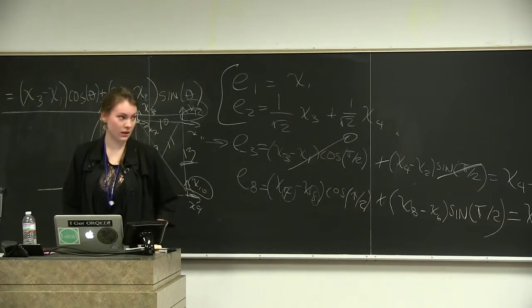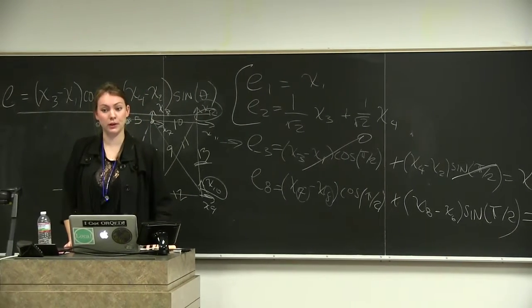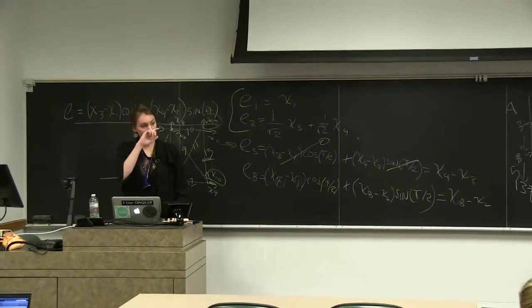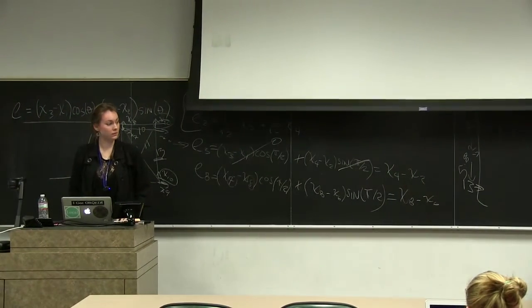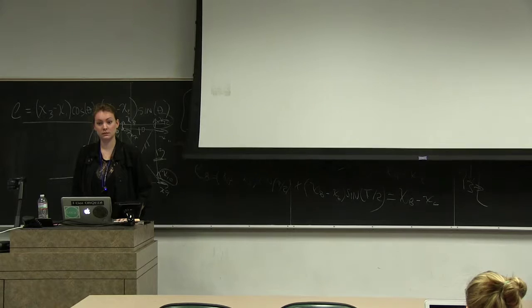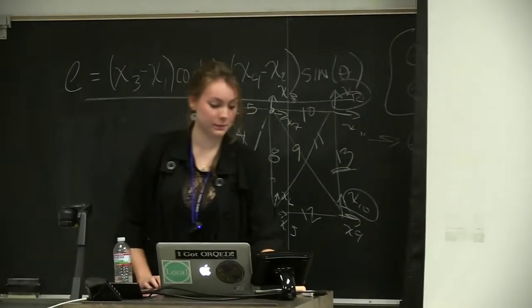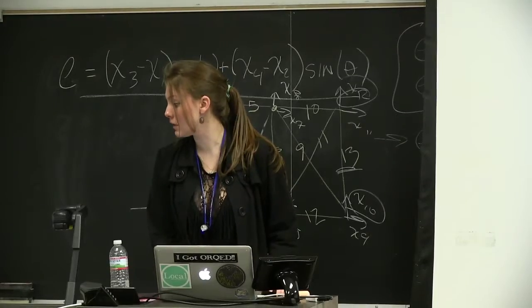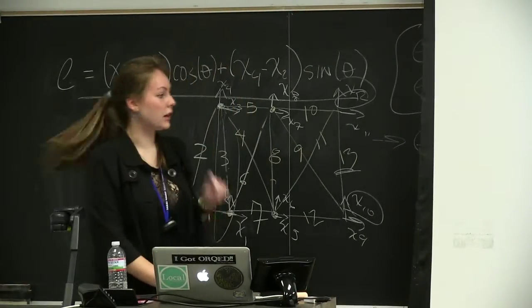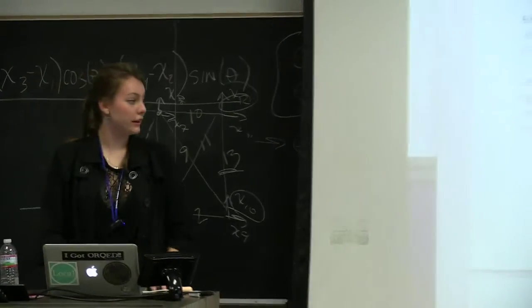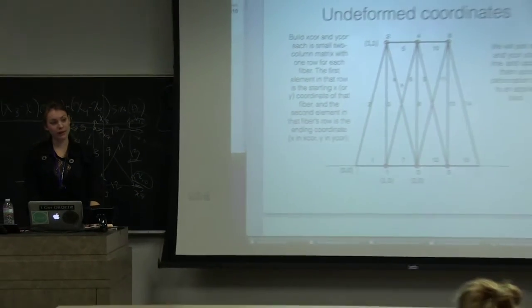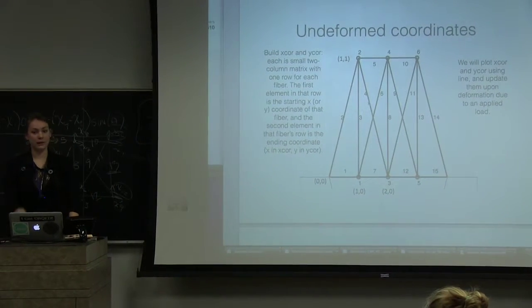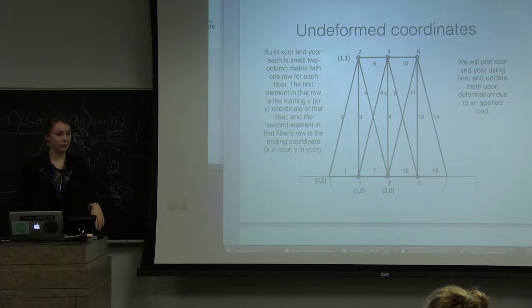Okay. Are we okay on this? We need to move on. What's the next thing we have to do? Undeformed coordinate matrices. And those are pretty simple, once again, if you have your bridge drawn out. Because our coordinate system is very intuitive, all right? If you move over in the x direction, each fiber has a length of 1, right? So we know we've moved over 1.